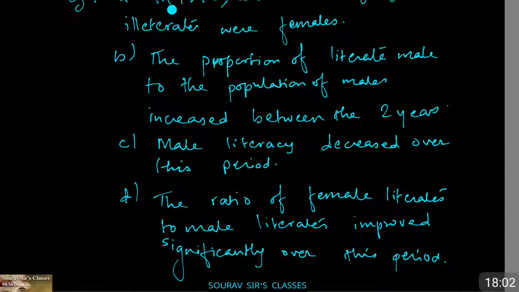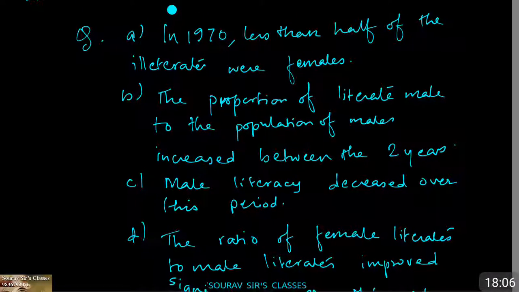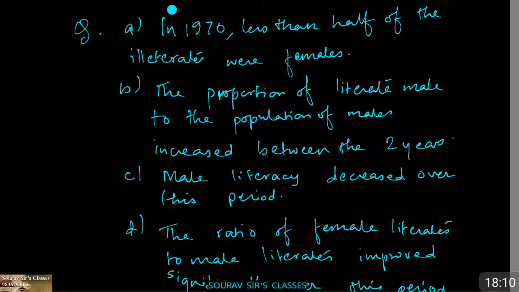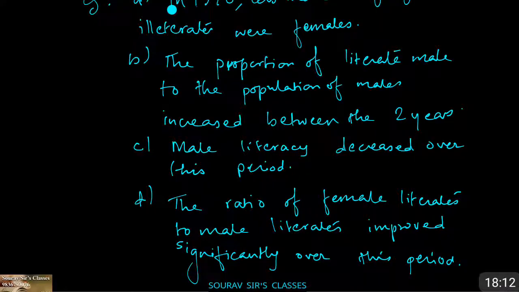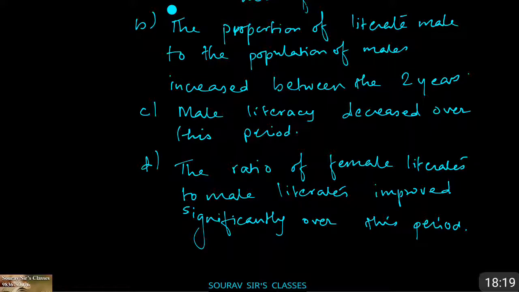I repeat the question again. Which of the following statements can be inferred without any doubt? A. In 1970, less than half of the illiterates were females. B. The proportion of literate males to the total population of males increased between the 2 years. C. Male literacy decreased over this period. D. The ratio of female literates to male literates improved significantly over this period.